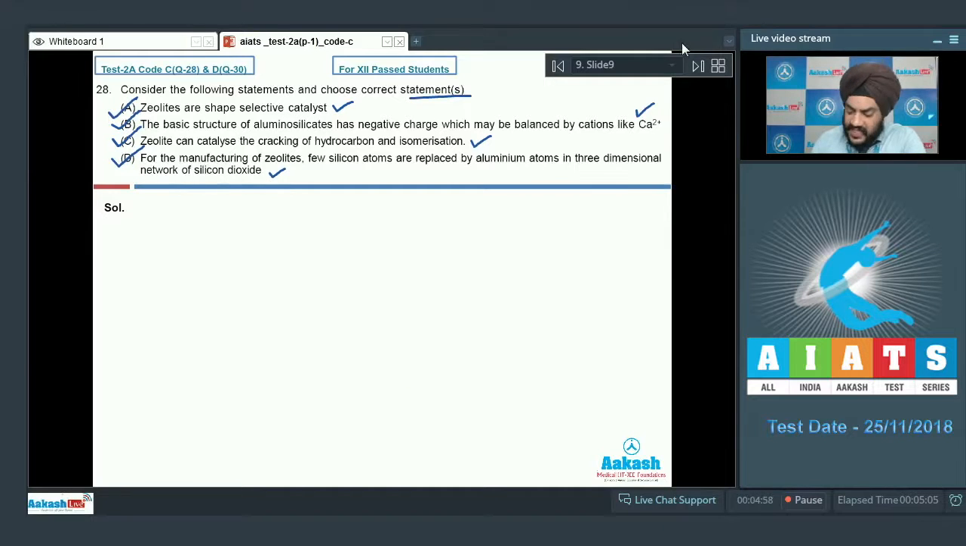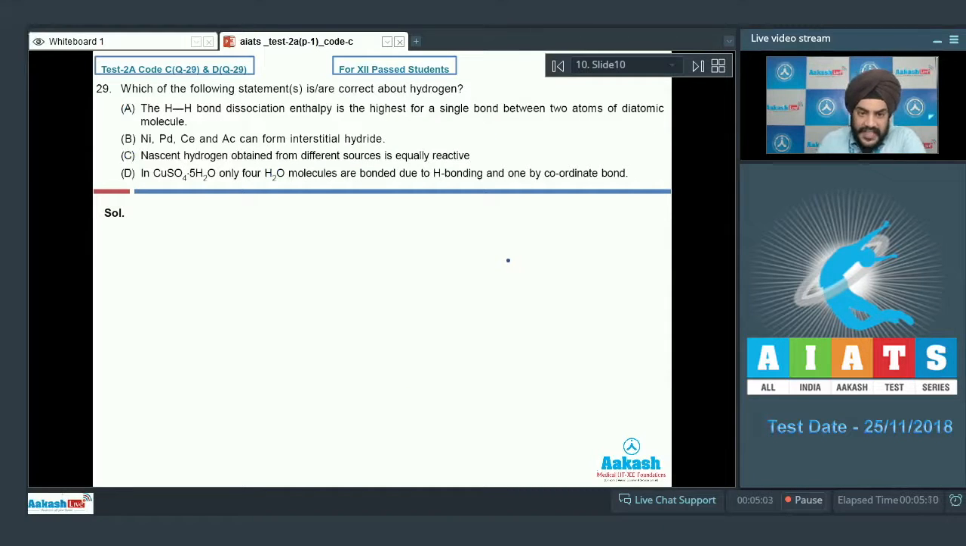Moving on ahead to the next question. Question number 29. Which of the following statements are correct about hydrogen? So let us look at option A now. The H-H bond dissociation enthalpy is the highest for a single bond between 2 atoms of diatomic molecules. Students, this statement is correct. The bond which is formed due to s-s overlap is very strong and it has a very high bond dissociation enthalpy. Let us look at option B now.